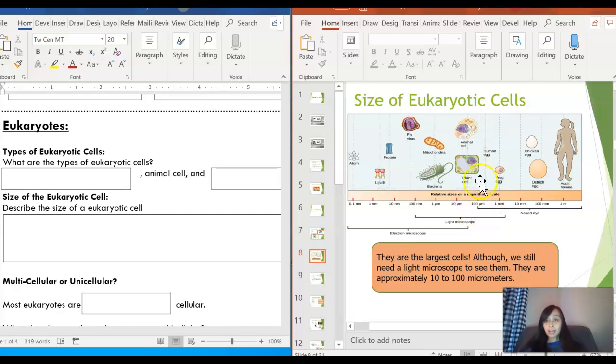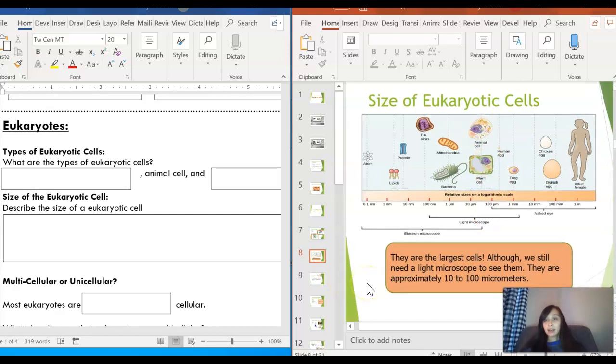but we can't quite see our cells with our naked eye. They are just right beyond our reach. So if you were to describe them, you would describe them as the largest cells.